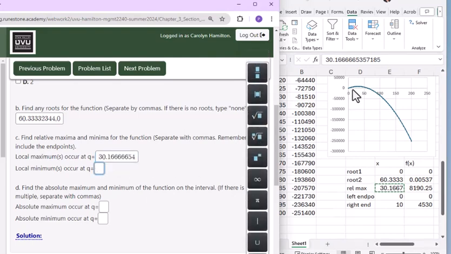Local minimums. So there's a minimum at 0. You can see that from the graph. And then there's also another local minimum here at the right endpoint of 200.